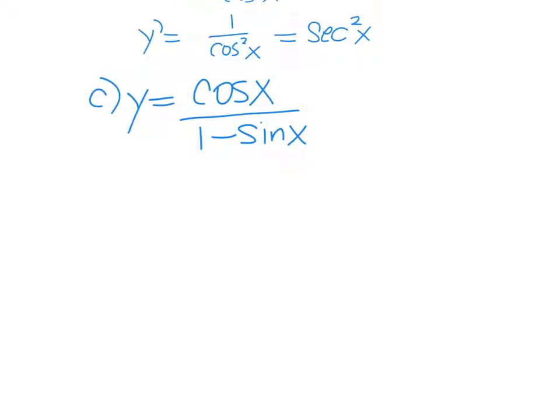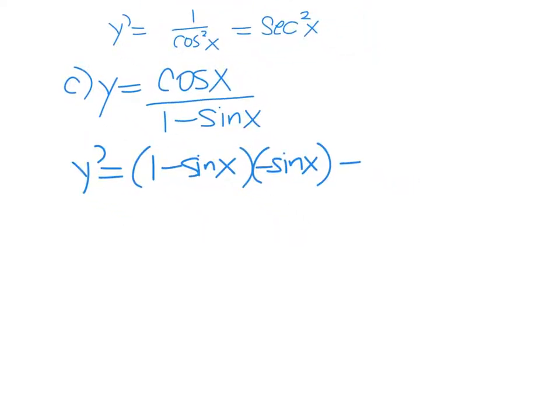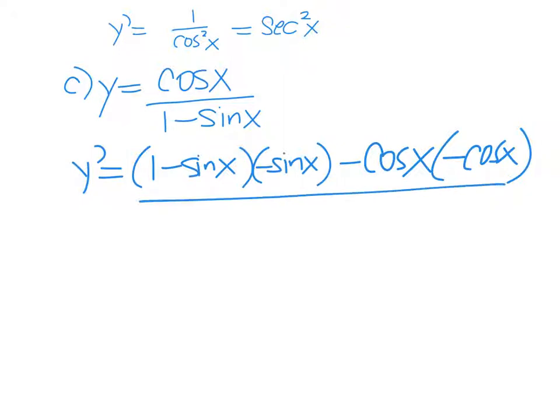So we're going to do the quotient rule here. Y prime equals low, d high. So the derivative of cosine x is negative sine x, minus high, which is cosine x, d low. And the derivative of 1 minus sine x is, well, the derivative of 1 is 0. Derivative of negative sine x is negative cosine x. Over 1 minus sine x squared.